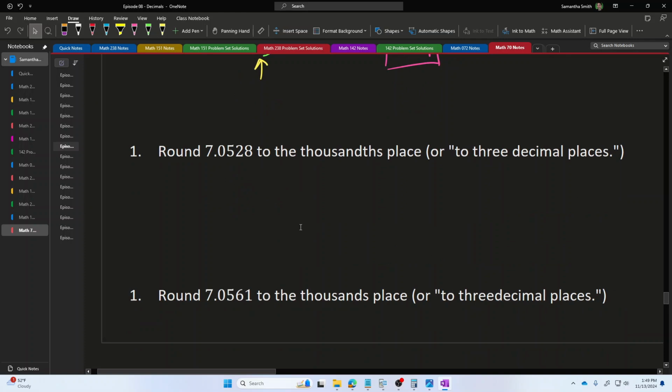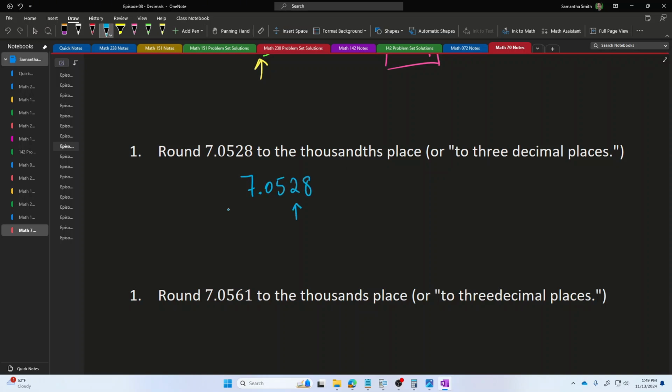And if someone said round 7.0528 to the thousandth place, now I would look in my number at the thousandth place, and I would go 1 digit to the right of that. I find 8 here. This is a large value. So I would get rid of those digits to the right of the thousandth place. I would add 1 number to the thousandth place, and I would get 7.053 from that.